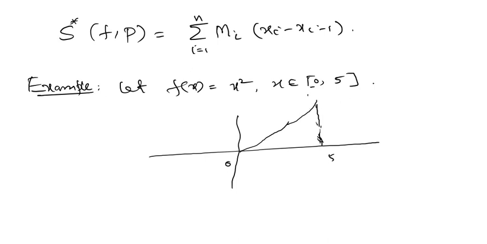So this you can check. This is 0 to 5. Okay, 0 to 5. This is the graph, and you want to find the upper sum and the lower sum of this function with respect to any partition.